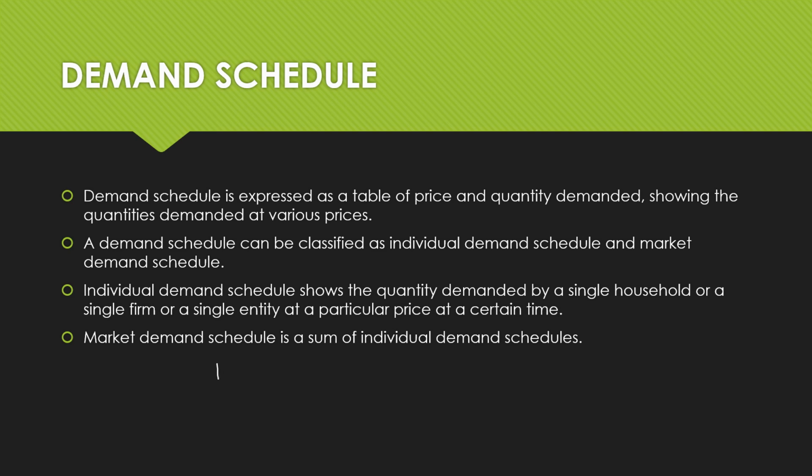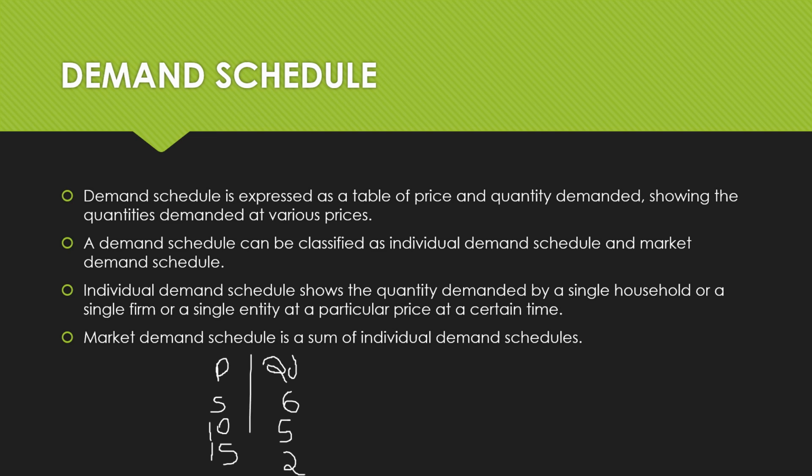So let me just draw a demand schedule. This is price. This is QD. I represent quantity demanded by QD. So when the price is let's say 5, quantity demanded is 6. Then the price is 10. Then let's say the price is 15. So as the price increases, quantity demanded decreases, right? So let's say at 10, the quantity demanded is 5. At 15, the quantity demanded is 2.